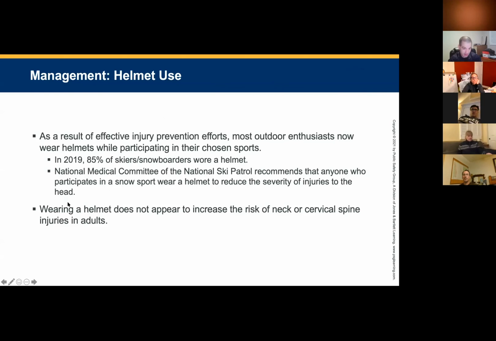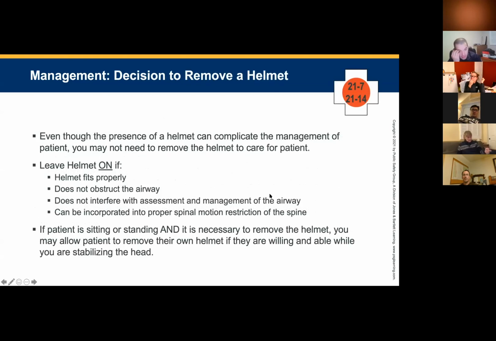slopes. Now, wearing a helmet does not appear to increase the risk of head or neck or cervical spine injuries in adults. Even though the presence of a helmet can complicate the management of a patient, you may need to remove it to care for your patient. So we want to leave the helmet on if the helmet fits properly, does not obstruct the airway, does not interfere with assessment and management, and can be incorporated into proper spinal motion restriction of the spine. If the patient is standing or sitting and it's necessary to remove the helmet, you may allow the patient to remove their own helmet if they are willing and able to while you stabilize the head.